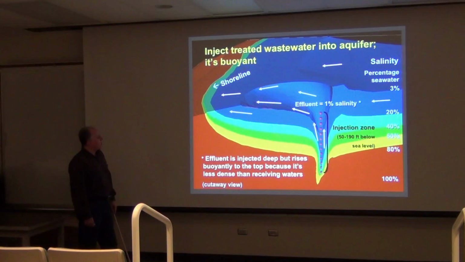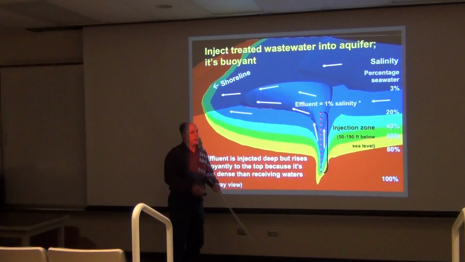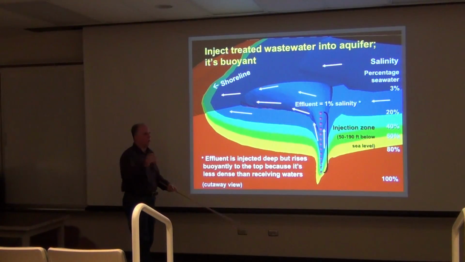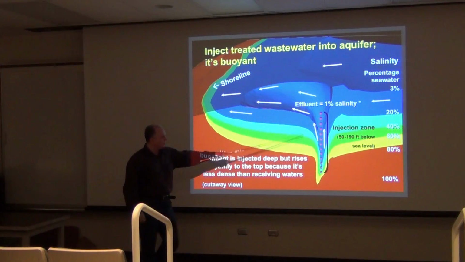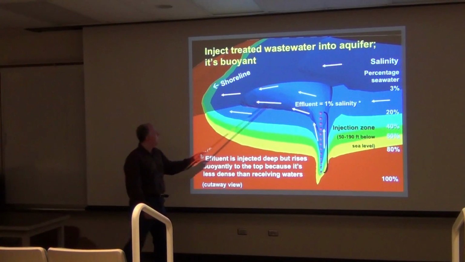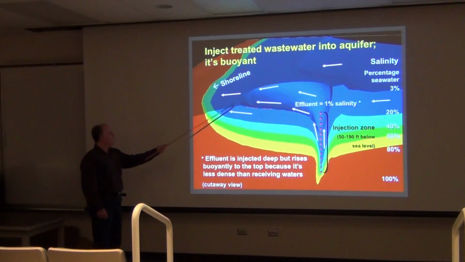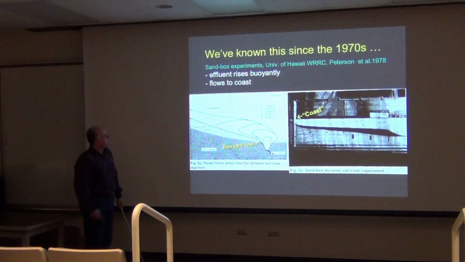So at any rate, we try and inject it deep, but it's buoyant because the effluent is only 1% salinity. You get in your shower, that's fresh water. You flush your toilet, that's fresh water. You do dishes, that's fresh water. So it's much less dense than seawater, and if you try and inject it into seawater or denser brackish waters, it bobs right back up to the top and flows out. So now you're going to have it shallow right along the shore, right where you don't want it. But that's physics. And we've known this since the 1970s.